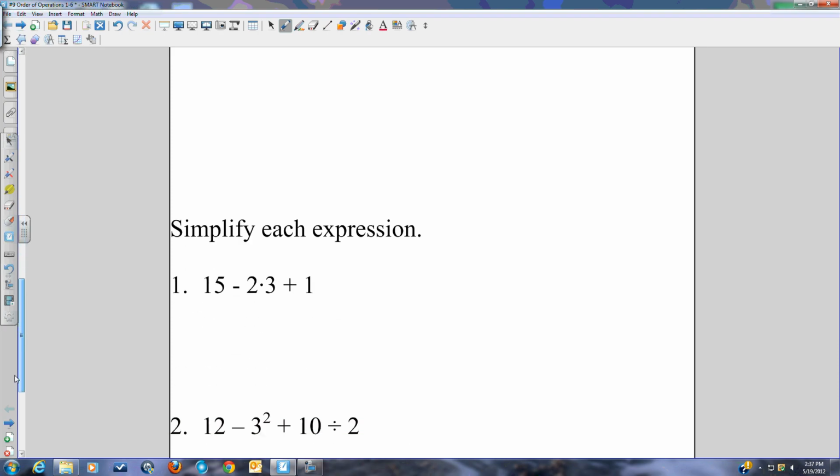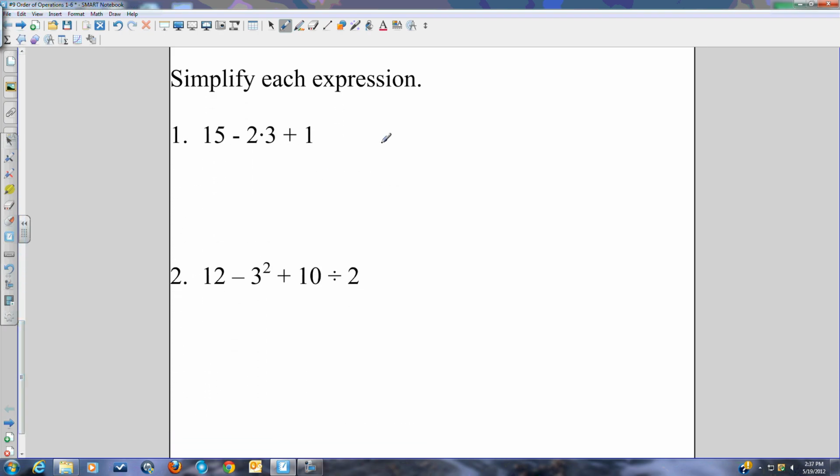Okay, so let's go with this expression. 15 minus 2 times 3 plus 1. Now here's our PEMDAS again. Remember, the multiplication and division go together and the addition and subtraction go together. So we have subtraction, multiplication, and addition. Well, the first of these in PEMDAS is multiplication, so we're going to do that.